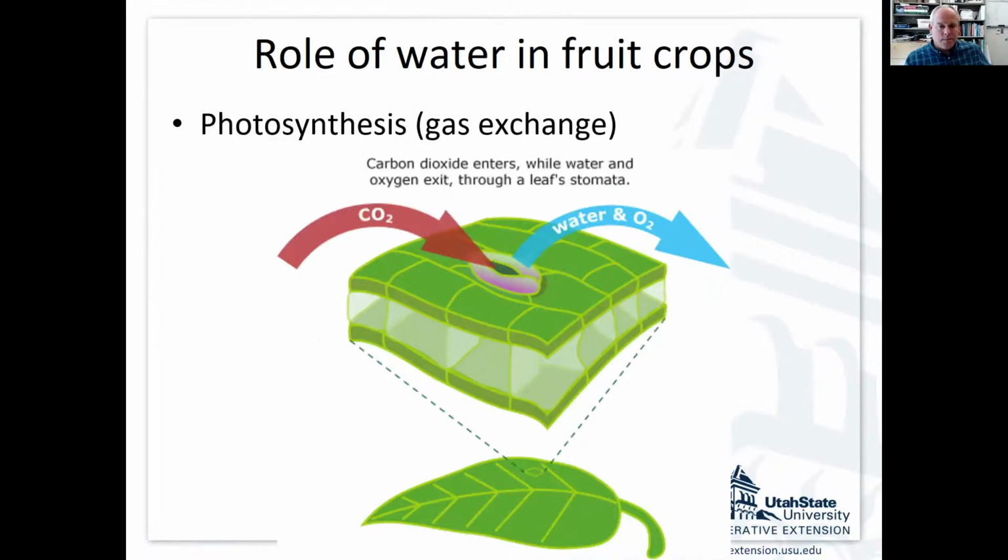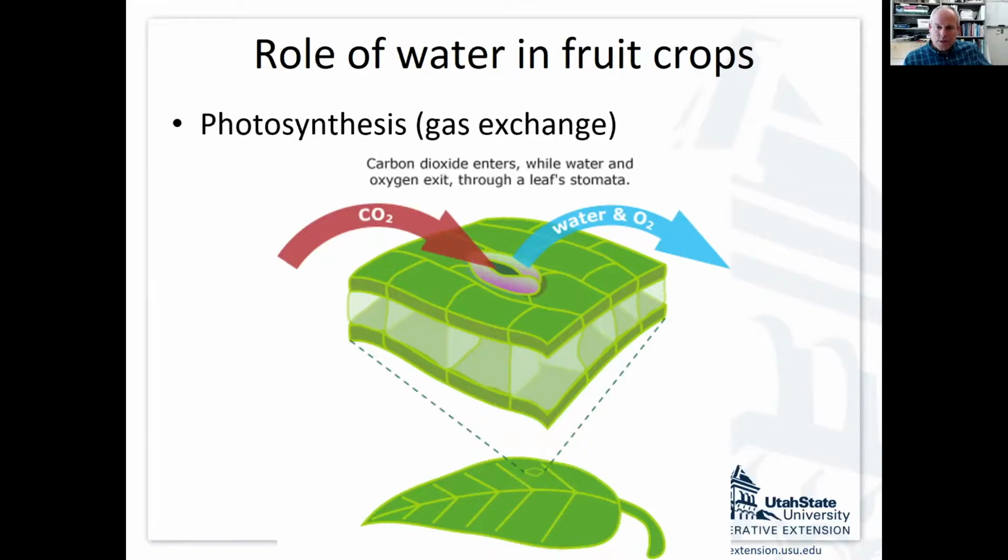So here's the basic use of water by the plant. The primary use, most of the water that's taken up by the plant is used for what's called gas exchange, which means the stomates on the leaf open, water vapor goes out, oxygen goes out, and CO2 is taken in. And without that stomate open, then the CO2 can't get in and you can't get photosynthesis going.